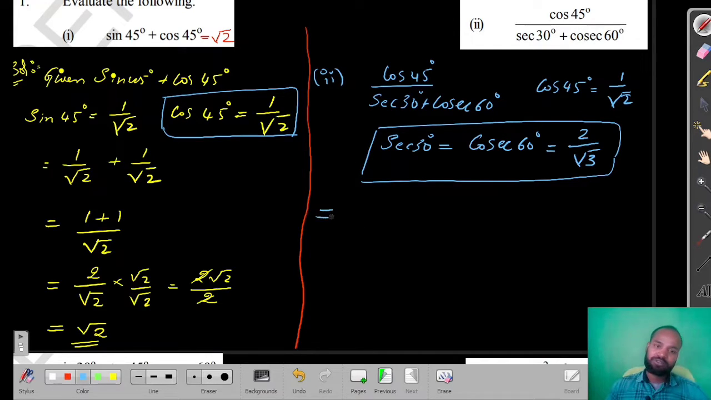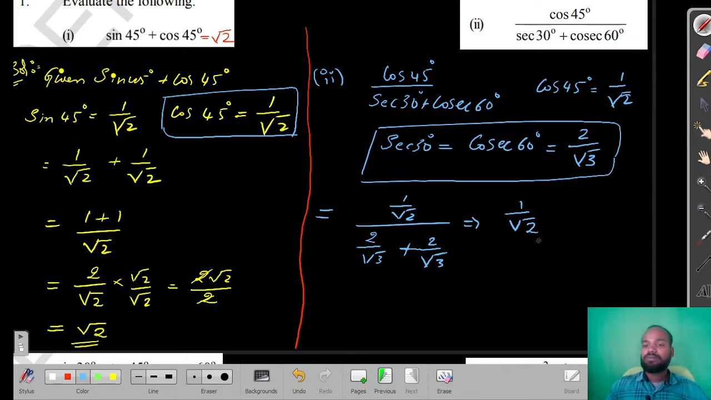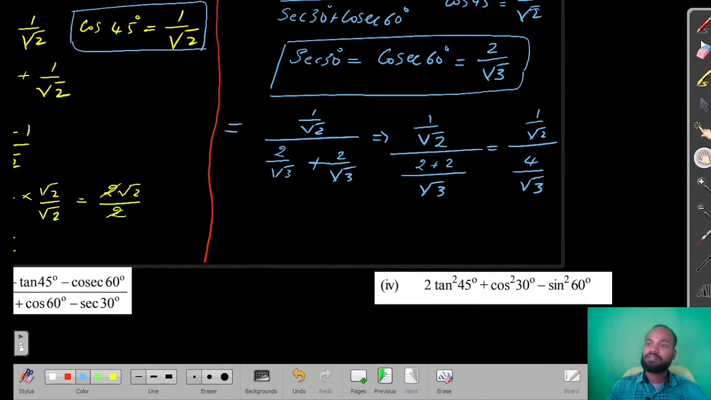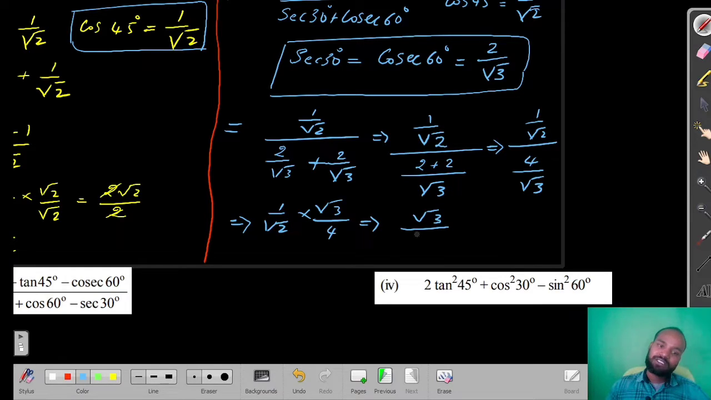Next, I am going to substitute the above values: 1 by root 2 divided by 2 by root 3 plus 2 by root 3. The denominators are the same, so 2 plus 2 by root 3 is 4 by root 3. So we can solve this: we get 1 by root 2 into root 3 by 4. So the final answer is root 3 by 4 root 2.